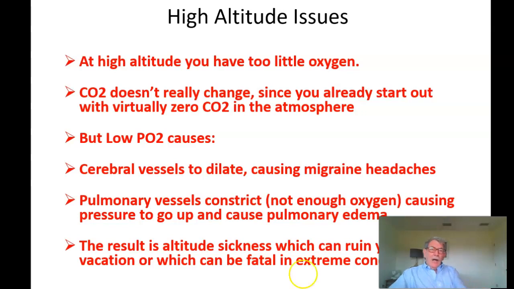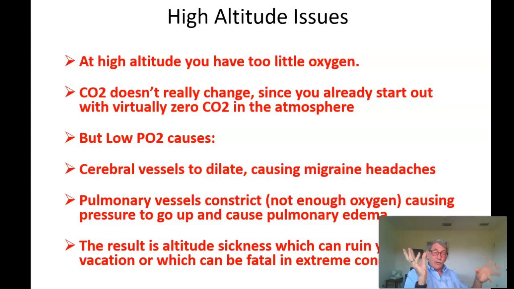So at high altitude, you have too little air, and therefore you have too little oxygen. The CO2 at high altitude is the same. It was already zero, right? Now it's even less. I mean, it was a tiny amount, now it's even tinier, but physiologically, it's not the CO2 that changes at high altitude. It's the oxygen levels.